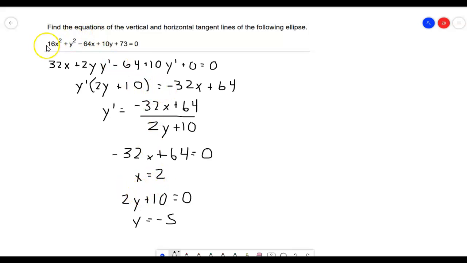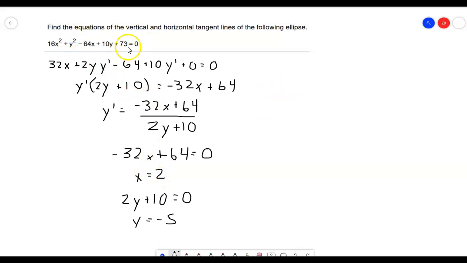So we get an undefined slope at y equals -5, and we get a slope of 0 at x is equal to 2. So now it's about plugging these in to find out where we have, so that x equals 2 will give us our horizontal tangent lines. That's where the tangent line has a slope of 0, and y is equal to -5 is going to tell us where we have undefined slopes. That's going to tell us where we have vertical tangent lines. All right, so let's do the x equals 2 first.